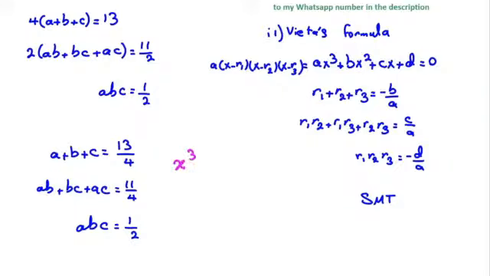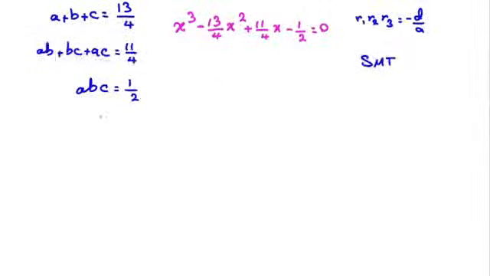I say x cubed, the sum of the roots is negative b over a. So I say negative 13 over 4 x squared. Okay, so the sum of the roots will be what? Negative this, 13 over 4. For this one, I write plus 11 over 4 x, and for the last one, negative 1 half equals 0. Now, I multiply this by 4, it will be 4x cubed minus 13x squared plus 11x minus 2 equals 0.